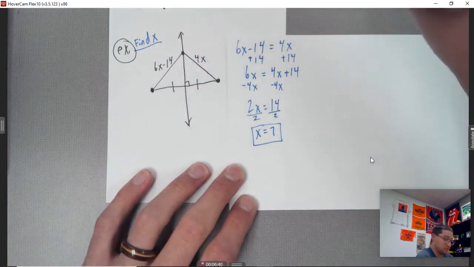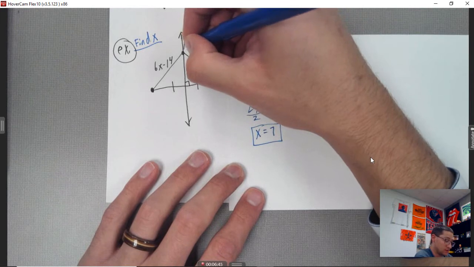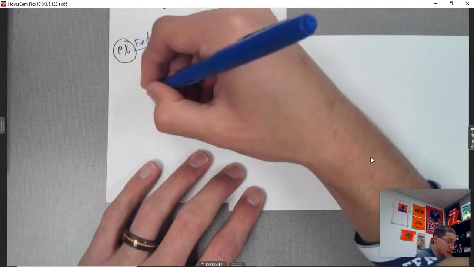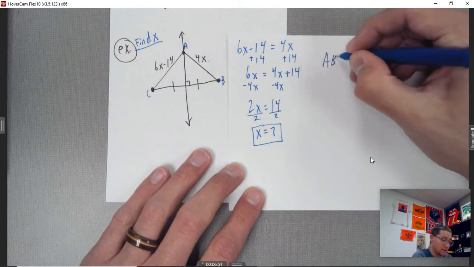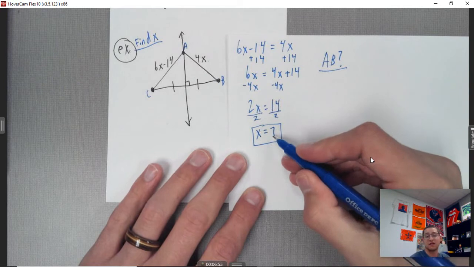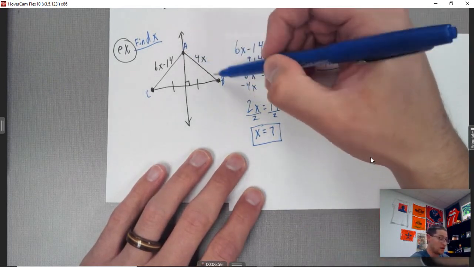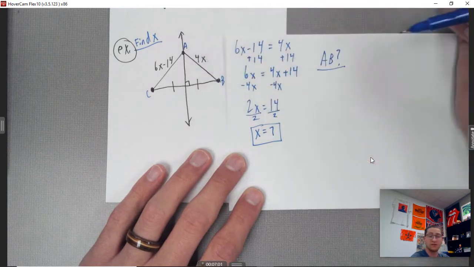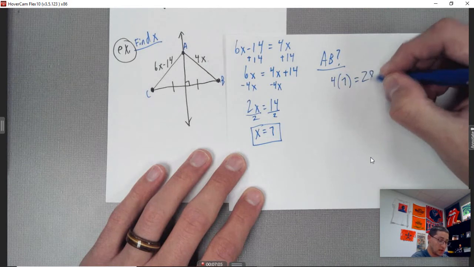Now what if the problem asks for this entire length? Maybe this is A, B, and C. What if it asked for AB? What is line segment AB? Well, what do we know about x? We know x is 7. If it asks for the length of AB, we do 4 times 7, so 4 times 7 gives me 28.